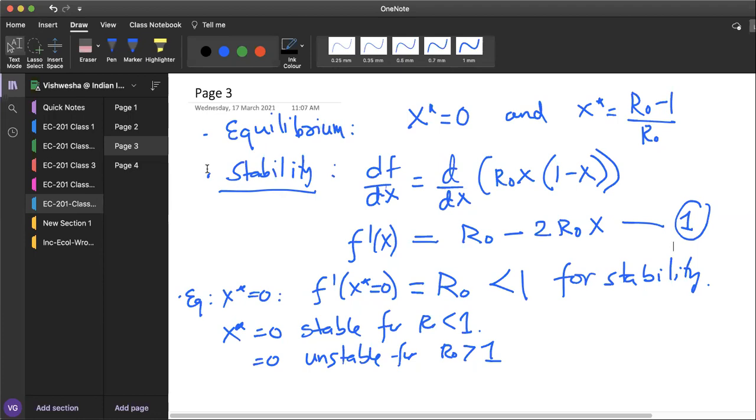Meaning if R0 is greater than 1 and if I start with equilibrium 0, it will of course stay there forever. But if I now add a few individuals to it, however small it might be, then it will move towards the other equilibrium, which is R0 minus 1 by R0. That's what you find numerically.